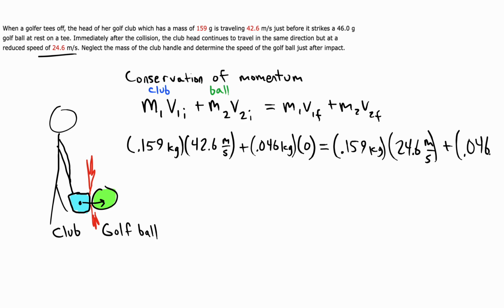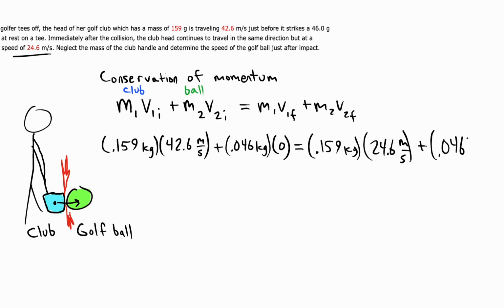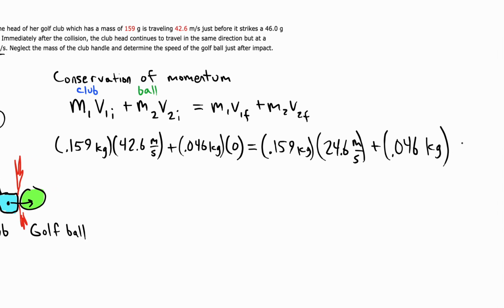And now we have to solve for the final speed of the ball. So let's leave that one as a variable. Call it v2f. Now we should be able to solve this equation for that final speed of the golf ball.